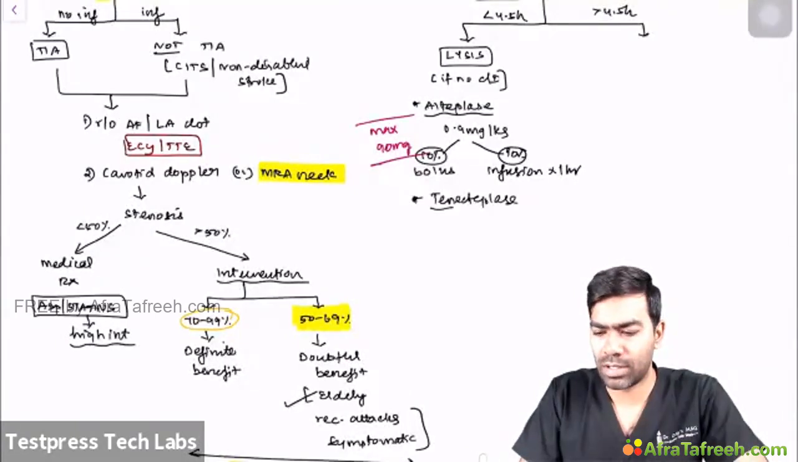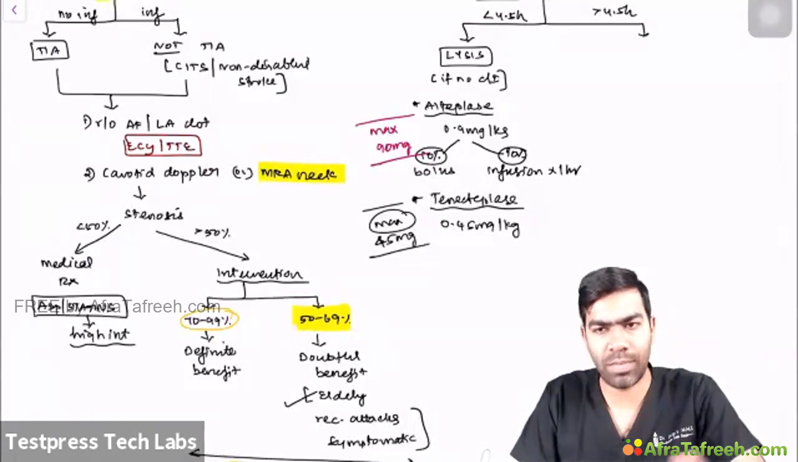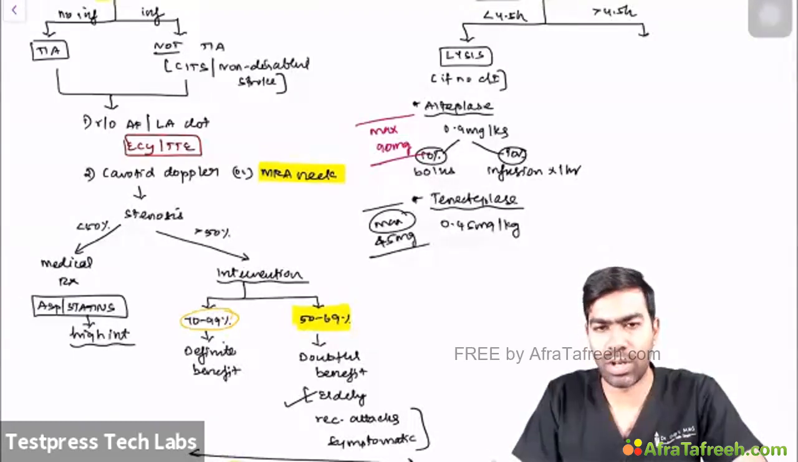Tenecteplase, the dose is 0.45 milligram per kilogram. As far as MI is concerned, it's 0.5 milligram per kilogram. We're going to use a maximum dose of 45 milligram here. In MI, use 50 milligram maximum. Here, 45 milligram is the maximum. These are the two drugs that are useful for thrombolysis. Clear?